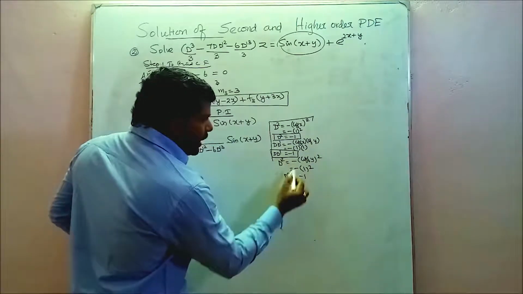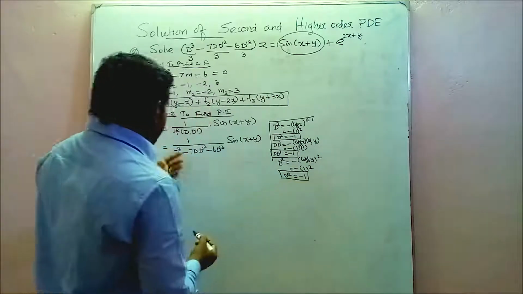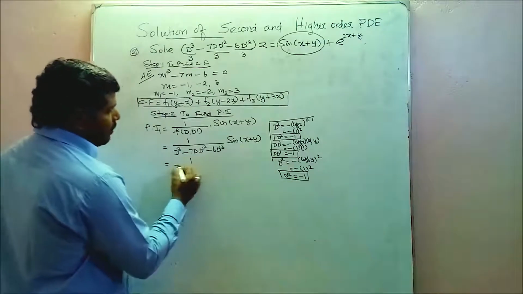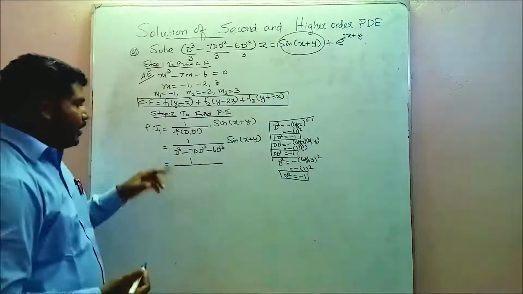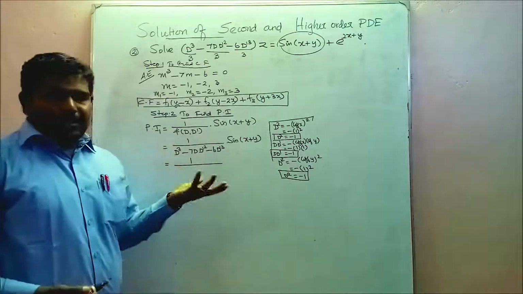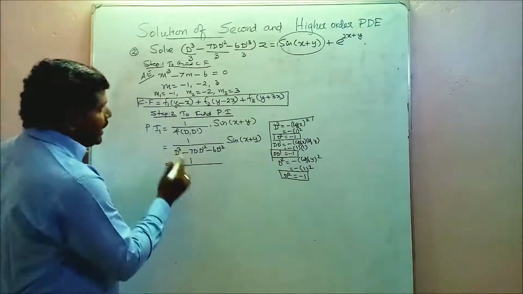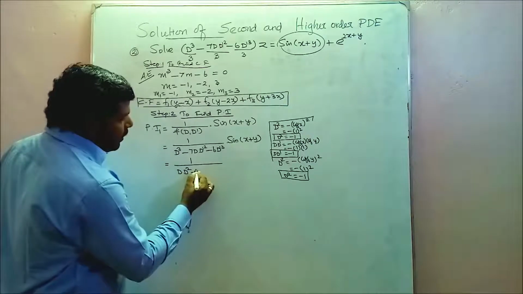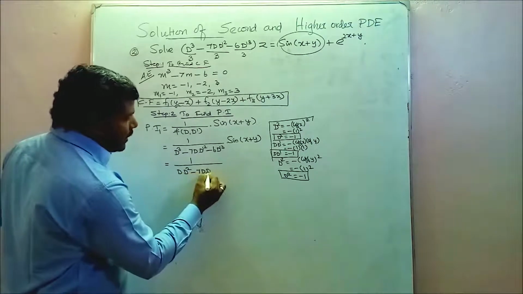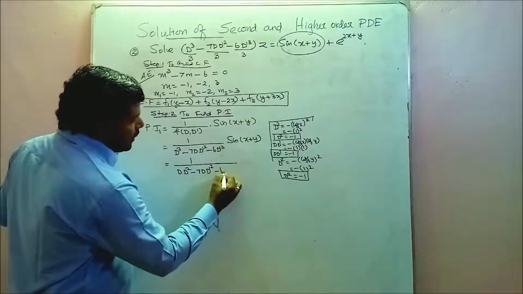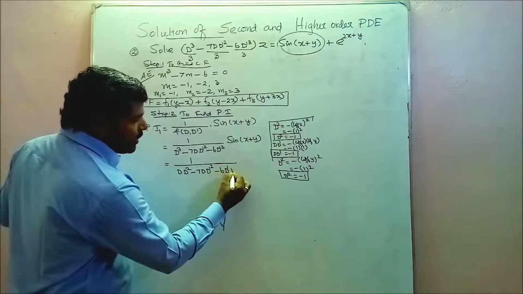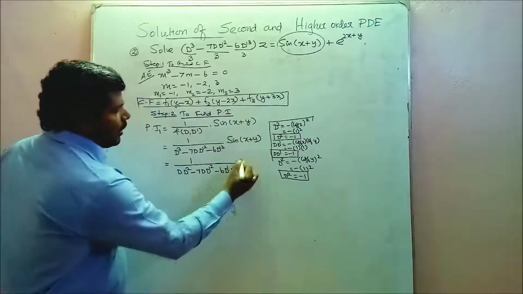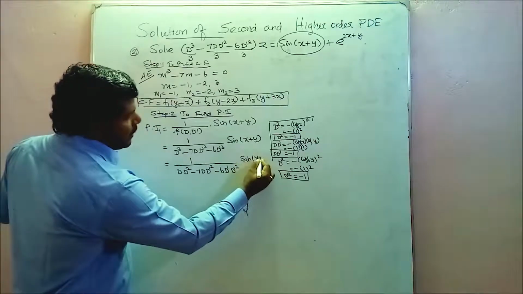Before substituting d square and d dash square, we can modify the denominator. We cannot substitute the value of d cube, so we can write d cube as d into d square, minus 7d d dash square, minus 6d dash cube as d dash into d dash square, into sin of x plus y.